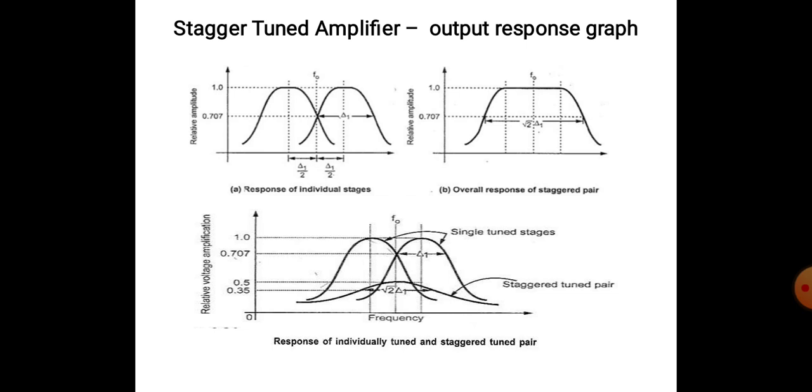So in order to increase the bandwidth, we go for a stagger tuned amplifier. But if we concentrate on the gain, then we may go for a synchronously tuned amplifier or double tuned amplifier. But if the compromise is not to be made on the bandwidth, then we have to go for a stagger tuned amplifier.